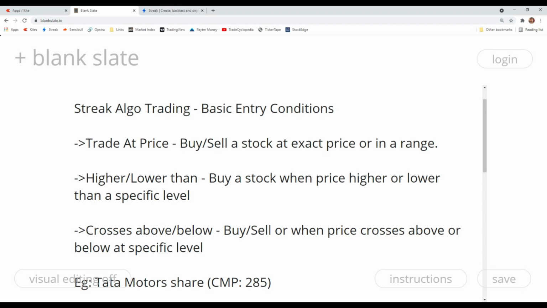So if you really don't know about it, you should watch this video and you'll be able to understand. I'll be explaining that in a detailed way. I'll be demonstrating, creating strategies, and I'll explain where we should use which condition.